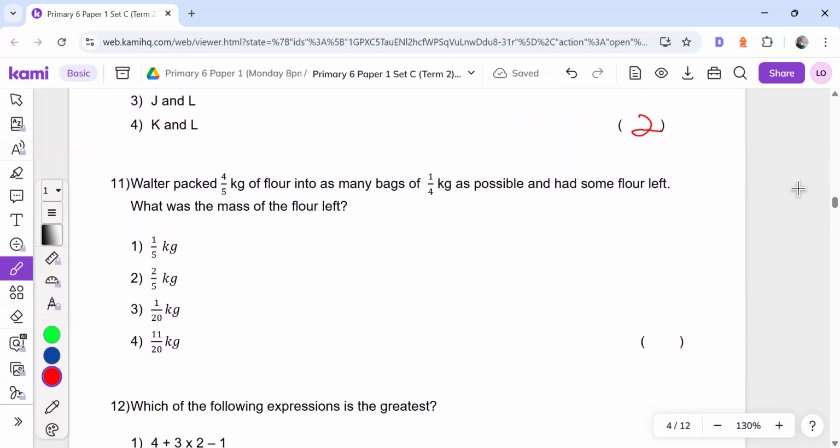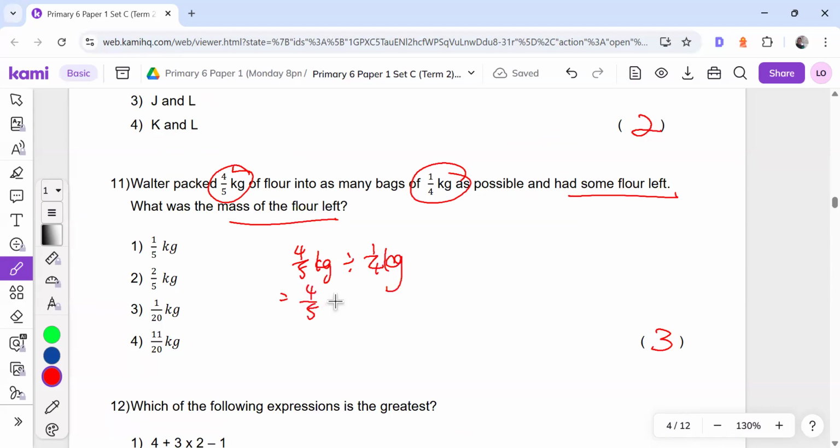Question number 11. I hope you don't make a mistake anymore, because this is the third or fourth time we saw this question. Walter packed 4/5 kg of flour into many bags of 1/4 kg, and he got some flour left. What was the mass of the leftover flour? So you have to divide to get how many bags. You take 4/5 and divide by 1/4 kg, and you keep, change, and flip. Then cannot cancel. 4 times 4 is 16, 5 times 1 is 5. Then you change it to a mixed number, which is 3 and 1/5.